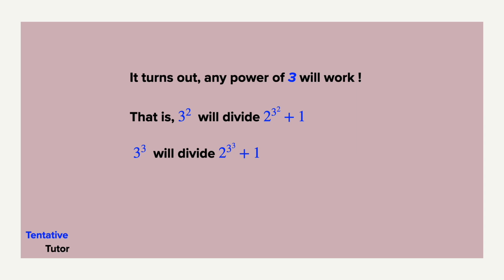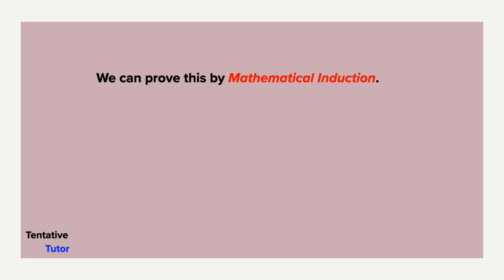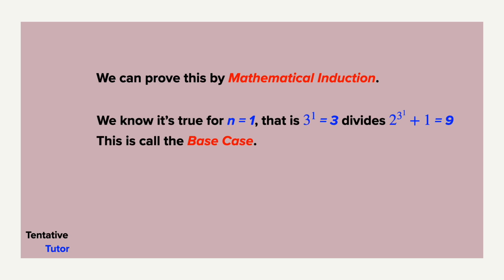How can we prove this? We can do this by a technique called mathematical induction. We know it's true for n equal to 1. 3 to the first, which is 3, divides 2 to the 3 to the first plus 1, which is 9. This is called the base case.